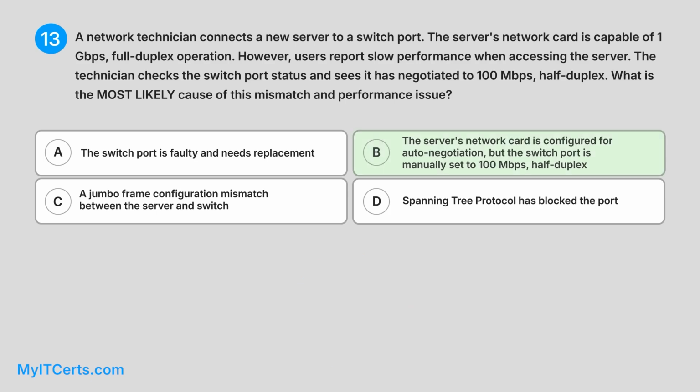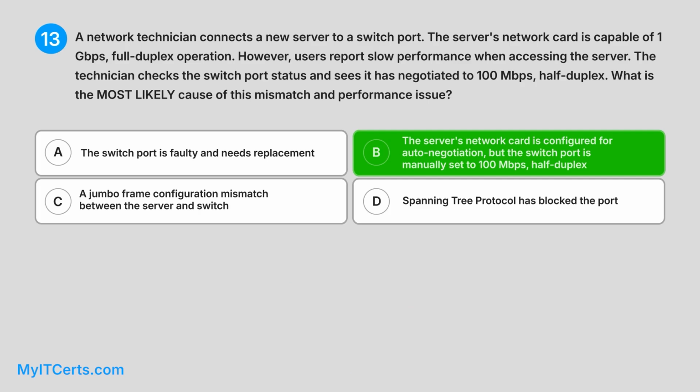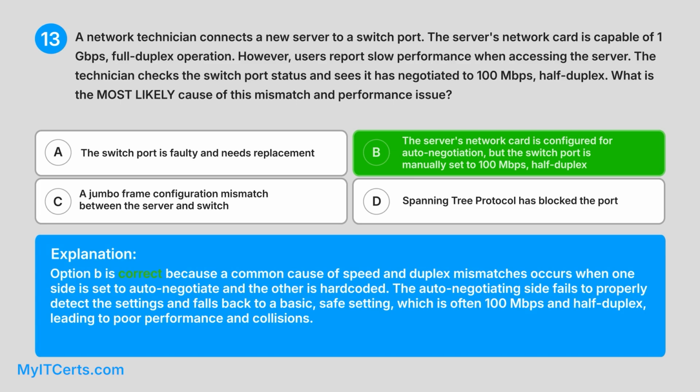Correct answer: B. The server's network card is configured for auto-negotiation, but the switch port is manually set to 100 Mbps, half duplex. Explanation: Option B is correct because a common cause of speed and duplex mismatches occurs when one side is set to auto-negotiate and the other is hard-coded. The auto-negotiating side fails to properly detect the settings and falls back to a basic, safe setting, which is often 100 Mbps and half duplex, leading to poor performance and collisions.